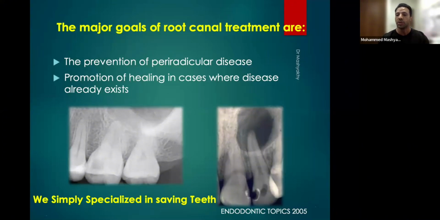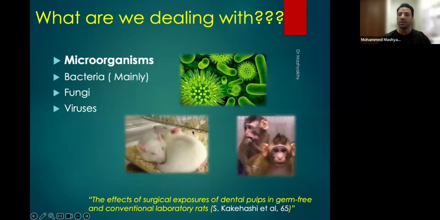And also apical periodontitis, apical lesion, big radiolucency. In the past, whenever dentists saw a big radiolucency like the one here, they tended to extract the tooth immediately. However, these teeth can be saved easily by doing root canal treatment. So what are we specialized in? Saving natural dentition.